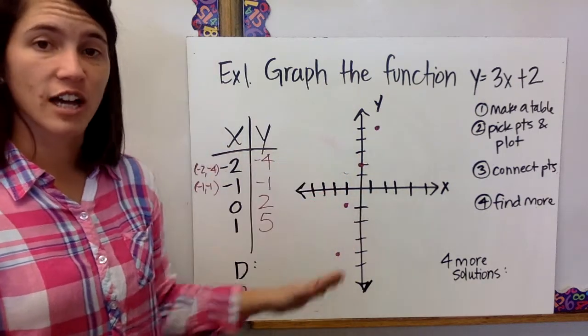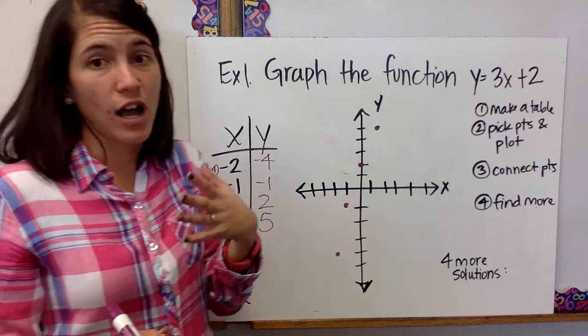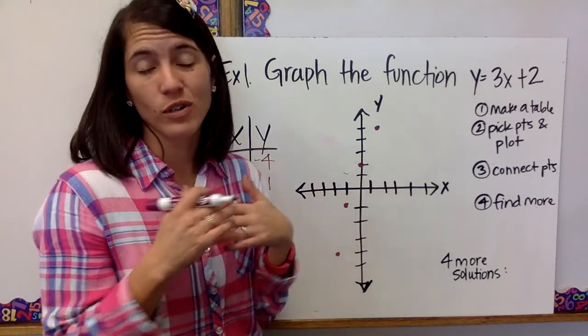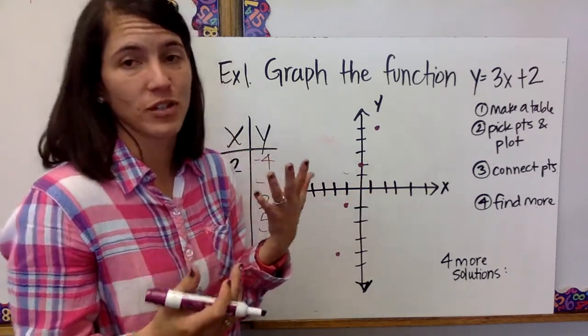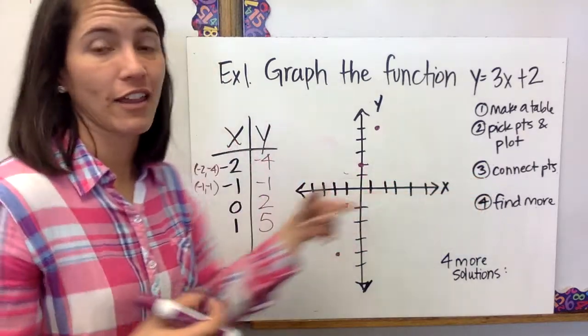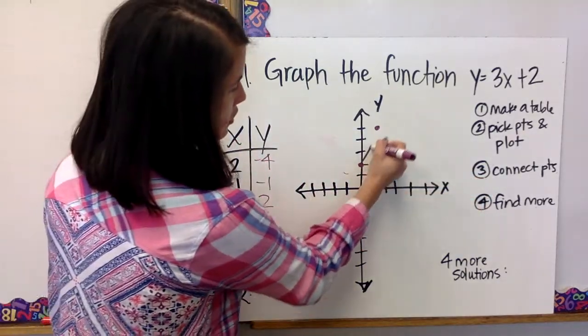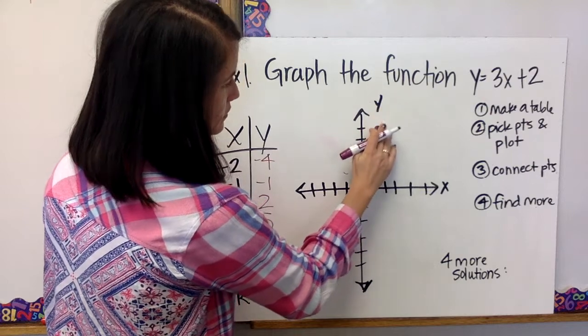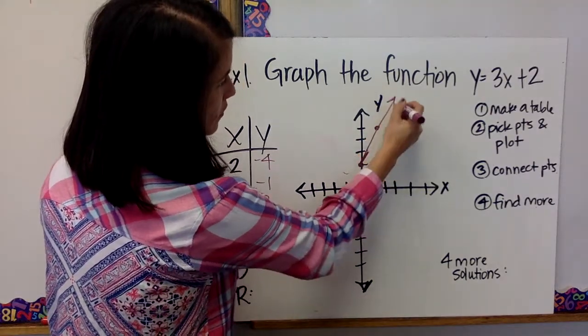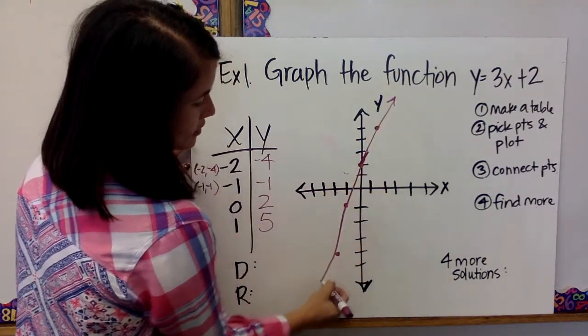You should have dots. Now, I had to draw my coordinate plane. You have a coordinate plane on your paper, so your line might be straighter. The last thing, we're going to connect the points. So I'm going to connect my points.